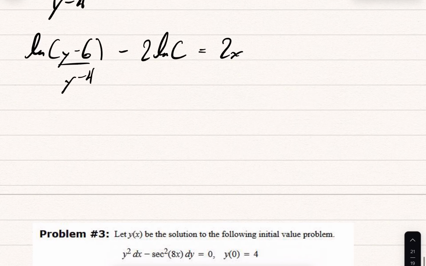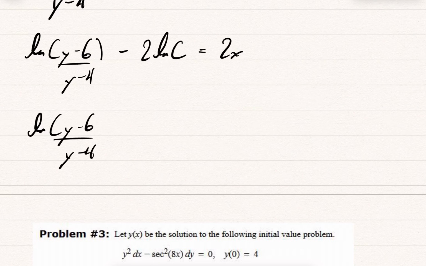Okay, now I can use, I can divide it, right? So I could say ln of (y minus 6) over (y minus 4). Dividing is the same thing as multiplying by 1 over 2c. Cool? Equals 2x. I don't know how much I like that.